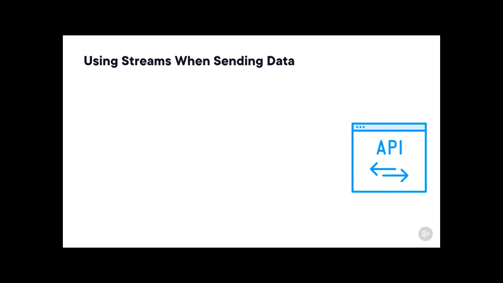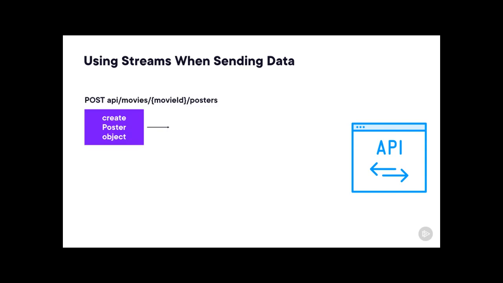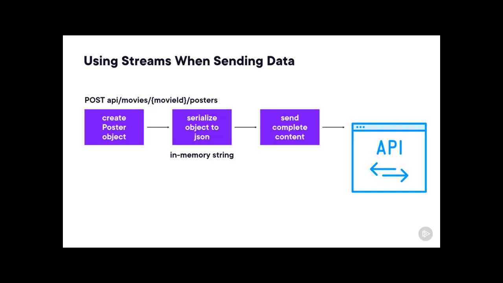When we send data to an API, say a poster, more or less the same happens as when we get back a response, but just the other way around. We create a poster object, serialize it to a JSON string, which is an in-memory string, and send the whole content at once. As you can guess, instead of serializing to a JSON string, we can use a stream to skip that step, which again avoids using an in-memory string.